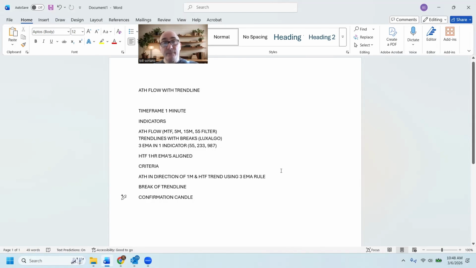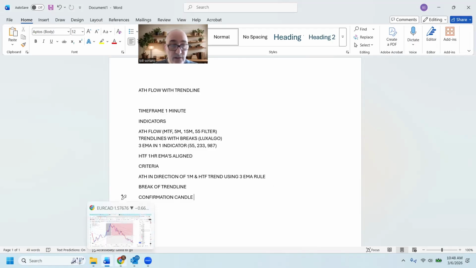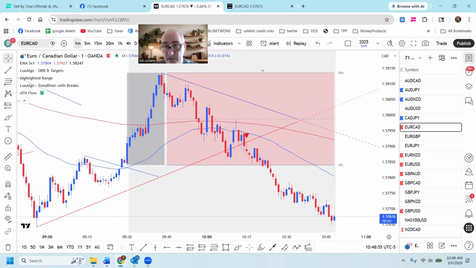Our higher time frame is the 1 hour, and the EMAs have to be aligned first before we can trade that pair, right? Criteria is ATH in direction of the 1 minute and higher time frame trend using the 3 EMA rule, break of the trend line, and confirmation candle. So at the close of the confirmation candle is when you look to take the trade.